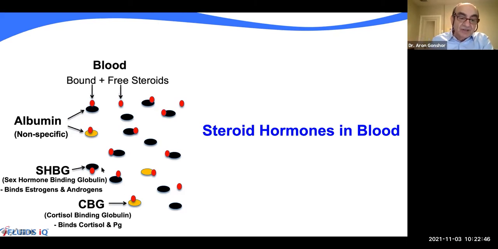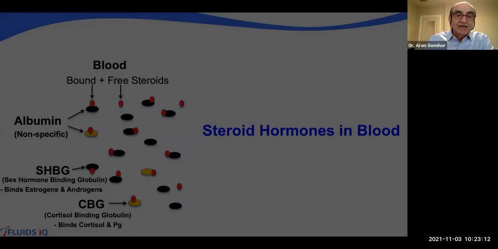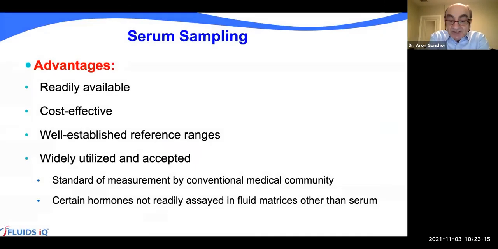Or in the case of the sex hormones, it can also be bound up with two other types of proteins: the sex hormone binding globulin, which specifically binds the estrogens or the androgens, or the cortisol binding globulin, which is binding cortisol and progesterone. And we'll see why that's an issue in just a few moments. So as I said, we're going to be looking at advantages and disadvantages of all of these mediums, and they all do have those problems and advantages as well.